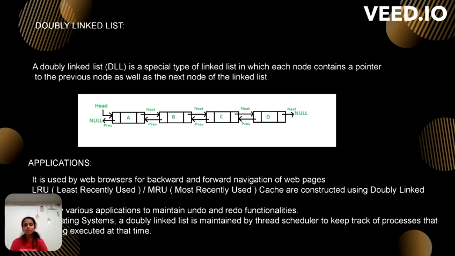It is used by web browsers for backward and forward navigation of web pages. LRU, least recently used, or MRU, most recently used, caches are constructed using doubly linked list. It is also used in applications to maintain undo and redo functionalities. A doubly linked list is maintained by the thread scheduler to keep track of processes that are executed at the time.